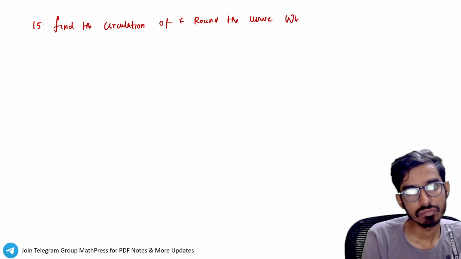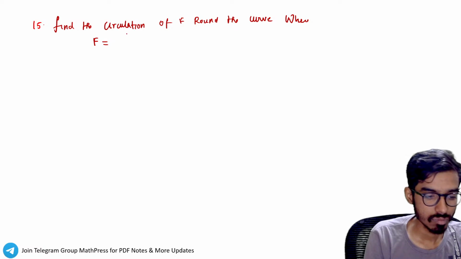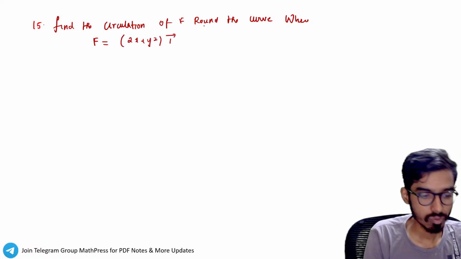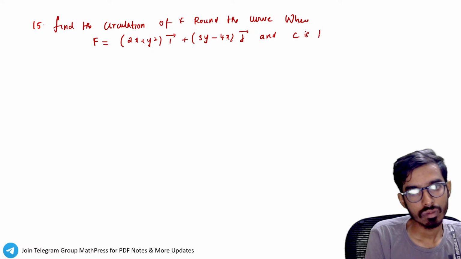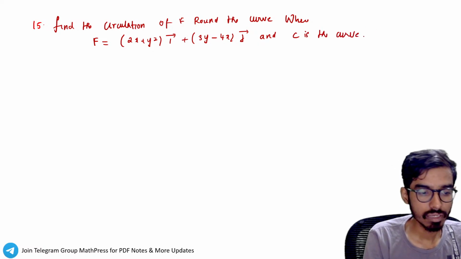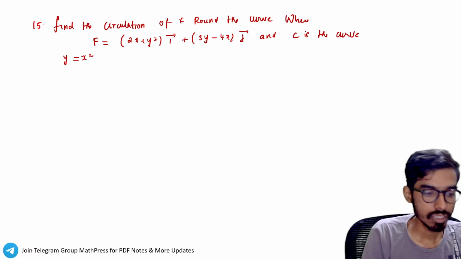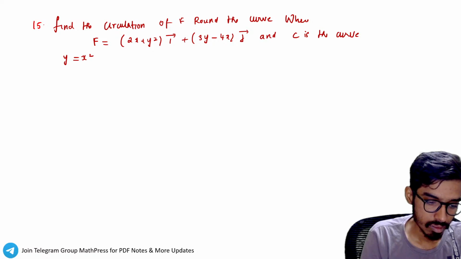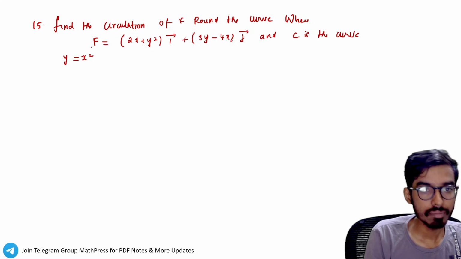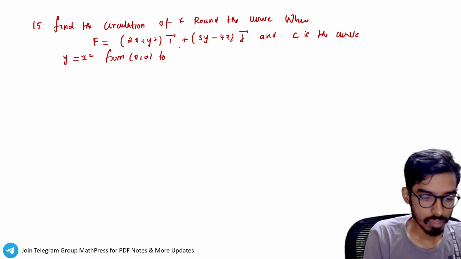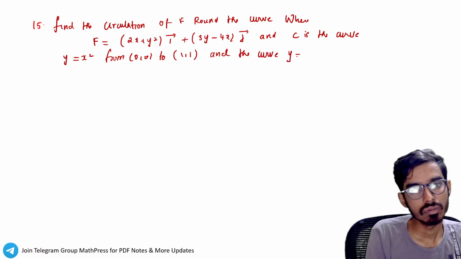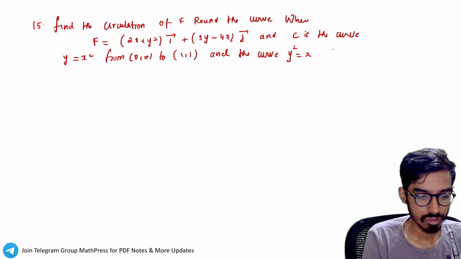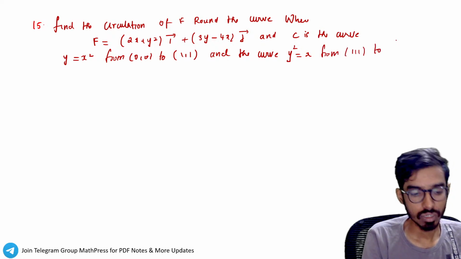Find the circulation of F around the curve, where F is (2x plus y square) i vector plus (3y minus 4x) j vector, and C is the curve y is equal to x square from (0, 0) to (1, 1), and the curve y square is equal to x from (1, 1) to (0, 0).